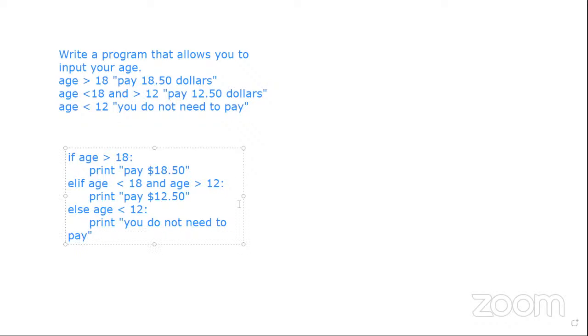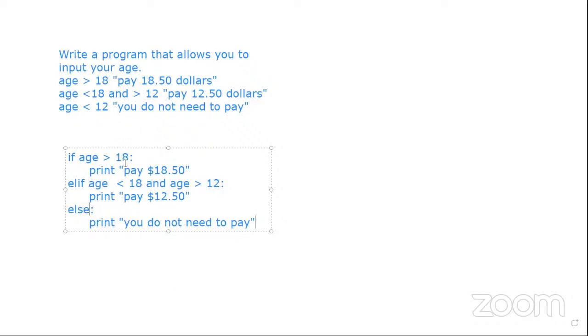All right, so let me just explain how this goes. If the age is bigger than 18, you're gonna output pay $1850. Elif is basically, if the age doesn't satisfy the first condition, then does it satisfy the second condition? And then else is basically if it doesn't satisfy any condition.